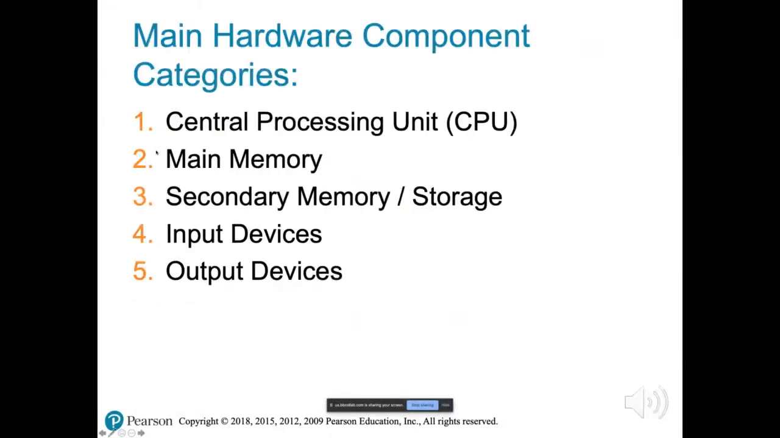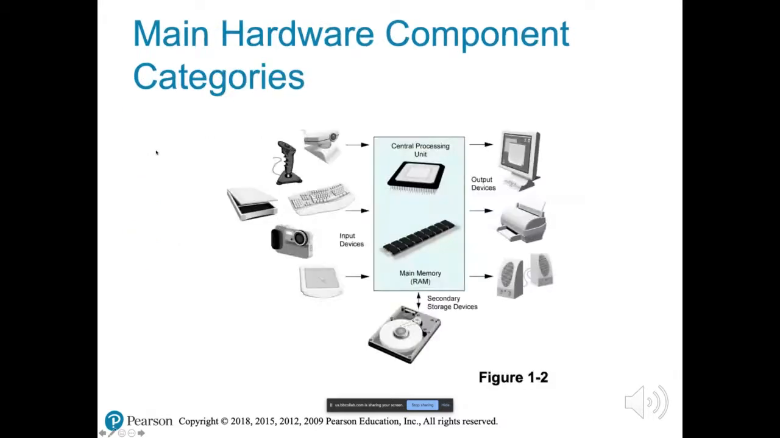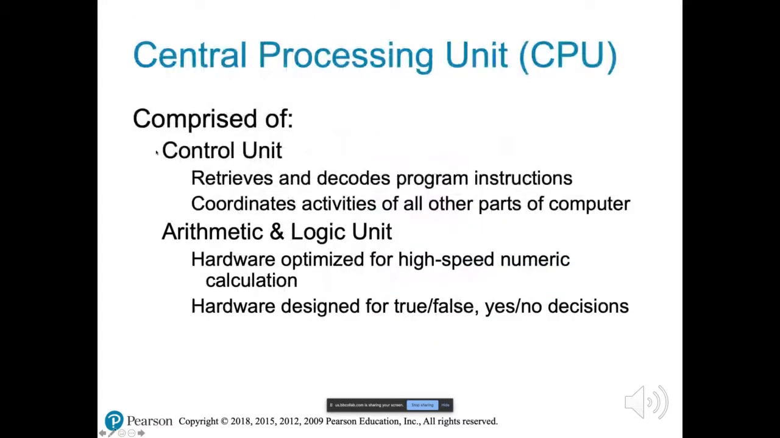Computer system, hardware and software. There are five hardware component categories: the central processing unit, main memory, secondary memory, input devices, and output devices. We'll quickly go over them. Here's a picture. The central processing unit is comprised of the control unit. It retrieves and decodes program instructions and coordinates activities in all parts of the computer. The arithmetic logic unit is hardware optimized for high-speed numeric calculations. It is hardware designed for true, false, and yes/no decisions. This is all comprised in the CPU.